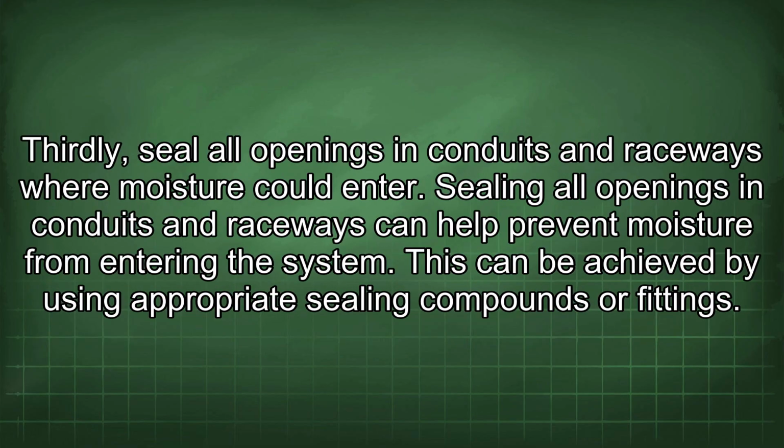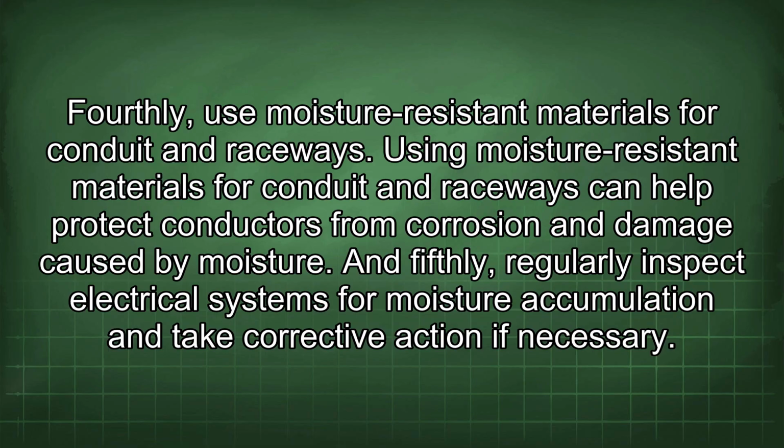Thirdly, seal all openings in conduits and raceways where moisture could enter. Sealing all openings in conduits and raceways can help prevent moisture from entering the system. This can be achieved by using appropriate sealing compounds or fittings. Fourthly, use moisture-resistant materials for conduit and raceways. Using moisture-resistant materials for conduit and raceways can help protect conductors from corrosion and damage caused by moisture.